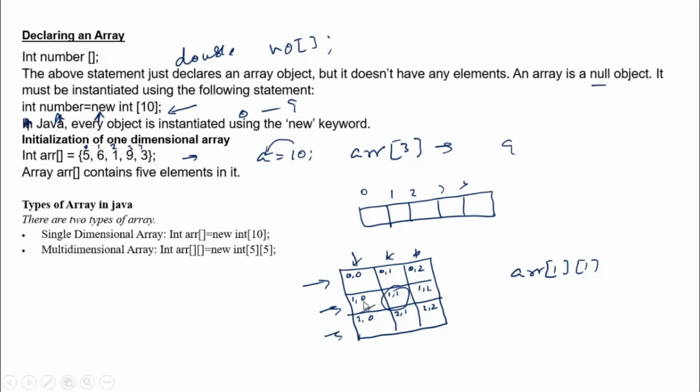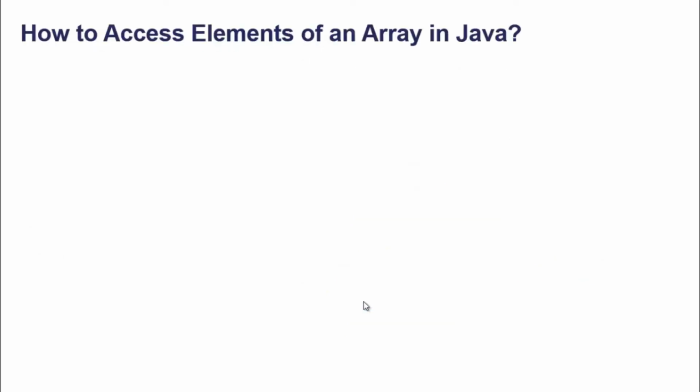It's not a value, it's the index here. So here it is rows and columns. That's why it is multi-dimensional or two-dimensional. Obviously, it is two-dimensional. You can create three-dimensional also. That is why it is called multi-dimensional. Now, how to access the elements of an array in Java?